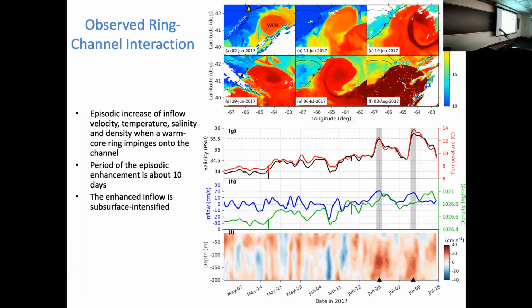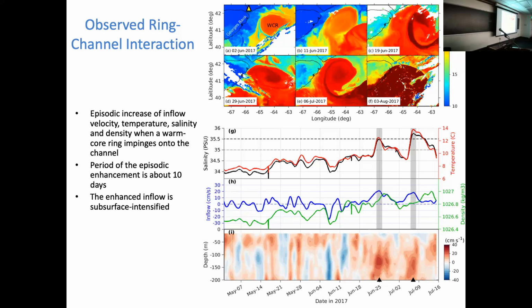So this is one event in 2017. See the Georges Bank and Northeast Channel right there, and the warm core ring impinges right onto the region, and a lot of disturbance is being generated. And luckily we have this mooring sitting inside the channel, maintained by University of Maine. Unfortunately, it's not there anymore, but back then it was there. We have this measurement of temperature, salinity, and velocity, and also the vertical profile of the velocity.